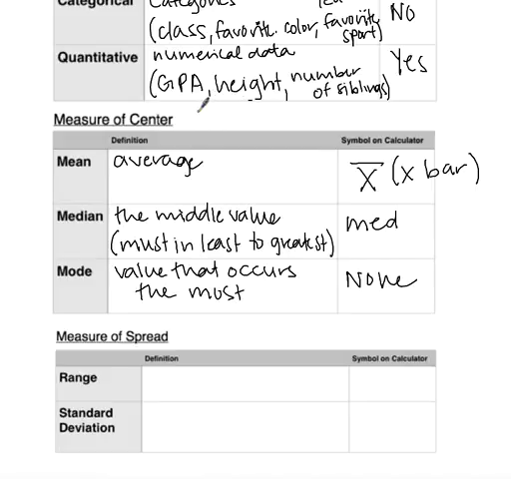If I had a set of data like 2, 5, 5, and 8, and I wanted to find the mean, I would do 2 plus 5 plus 5 plus 8 and divide it by the number of terms that I have, which is 4. So I would say 2 plus 5 is 7, plus 5 is 12, plus 8 is 20, and divide that by 4, so my mean would be 5.